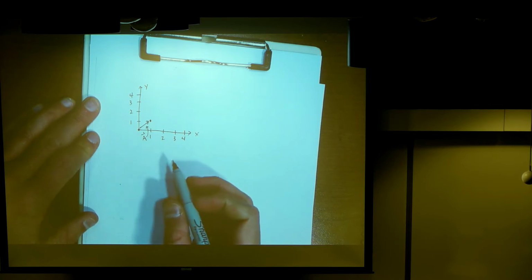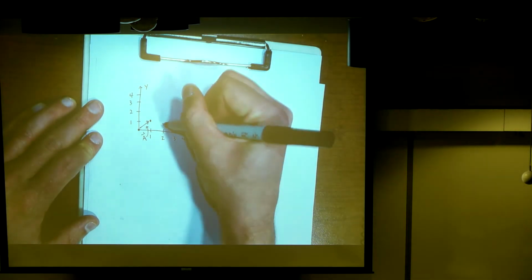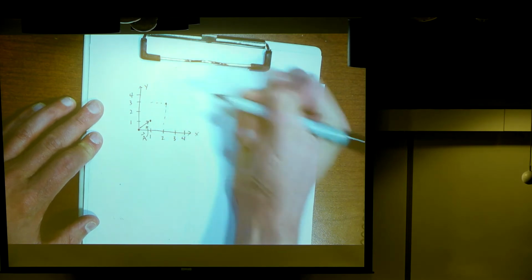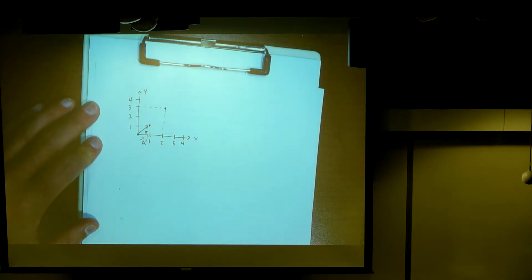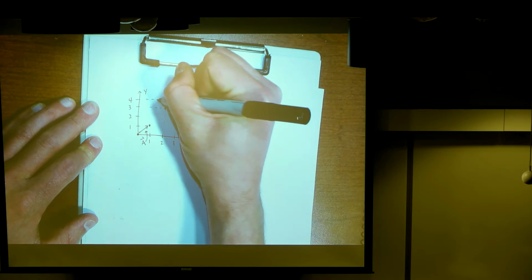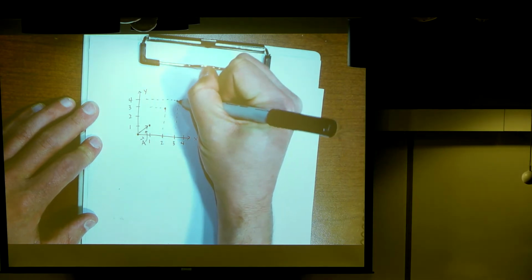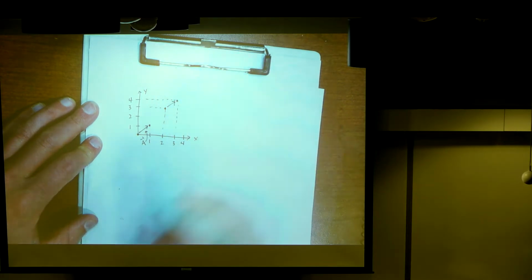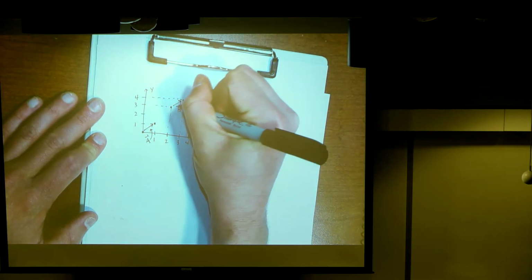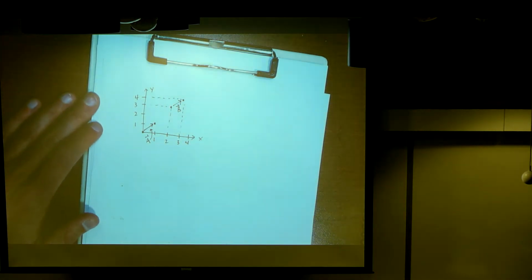Vector B, that one started at the point 2, 3. So here, 2, 3 is right about there in my coordinate system. And then it ends at the point 3, 4. So the point 3, 4, that means x is equal to 3, y is equal to 4, is like this. Okay, so my vector B should be shown like this, okay?